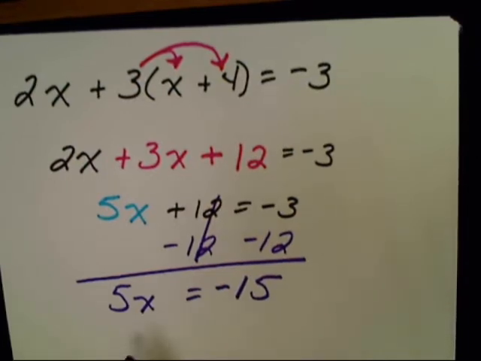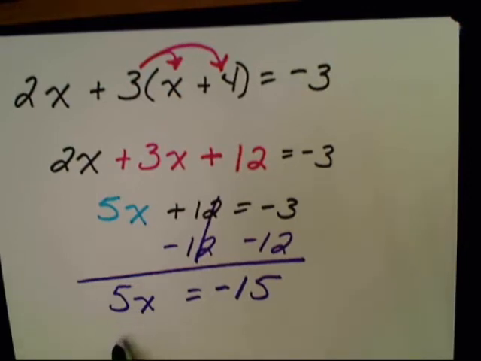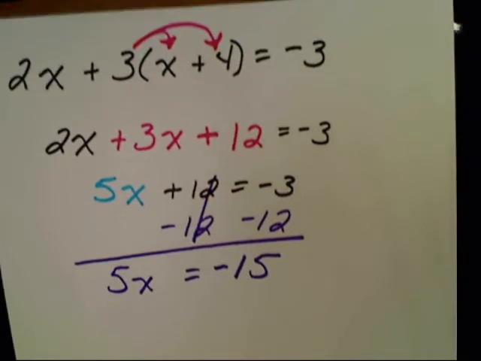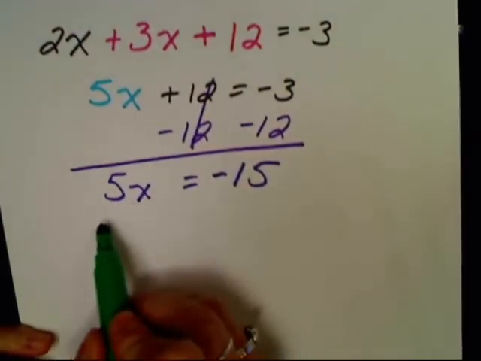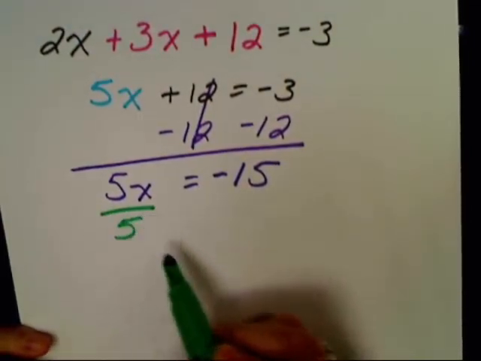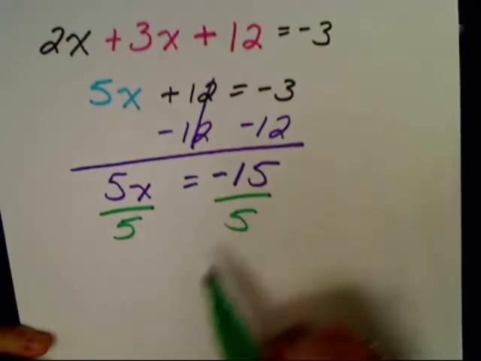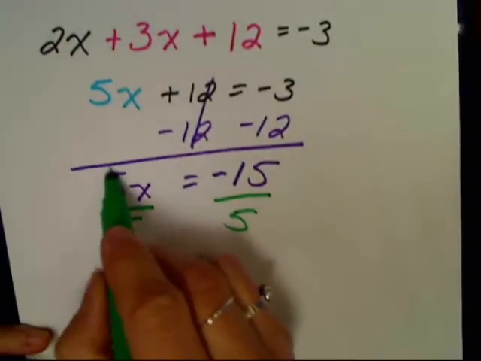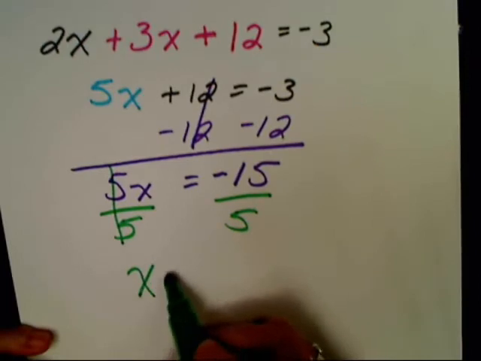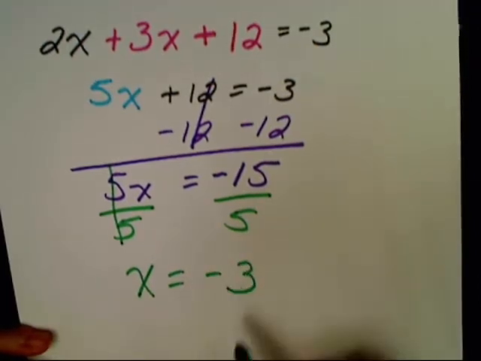Now we need to get the x by itself by getting rid of the multiplication. They're not like. Numbers and letters aren't like after all, so we want to divide and conquer. So to cancel this multiplication, divide it by 5. If I do that on one side, I have to do the exact same thing on the other side to keep it balanced. And we get x is equal to -3.